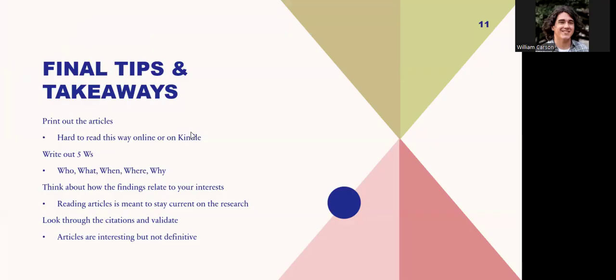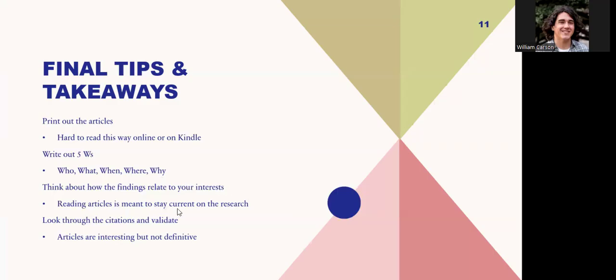It's just as good. You also want to write out your 5 Ws. They're very important for this. And if you're trying to get key takeaways and build out an annotated bibliography, this is important. So the who, the what, the when, the where, and the why. If you can answer all of those at the end of these 6 steps, you got it. And then you want to think about how these findings relate to your own instance.